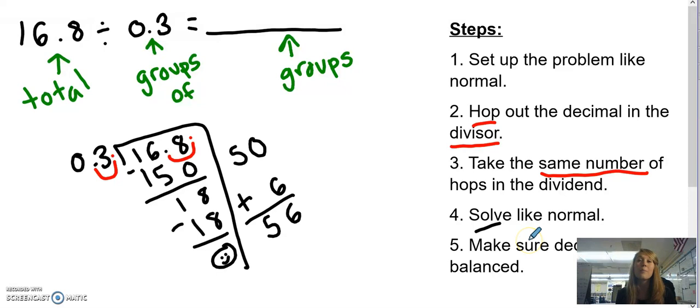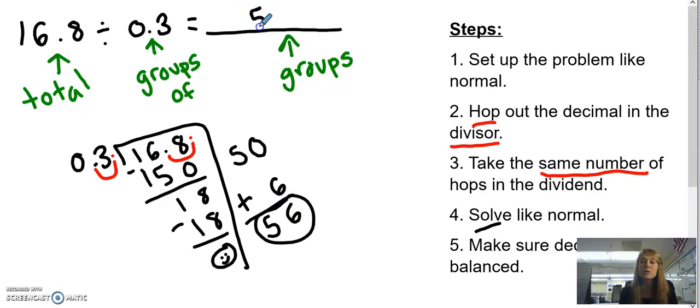Now, the last thing that it tells us to do is make sure that our decimal hops are balanced. Here's what that means. I took one hop on the outside of my division symbol, and I took one hop on the inside. My hops are balanced, 1 and 1. So what that means is I don't take any hops in my answer. My answer is good the way it is.